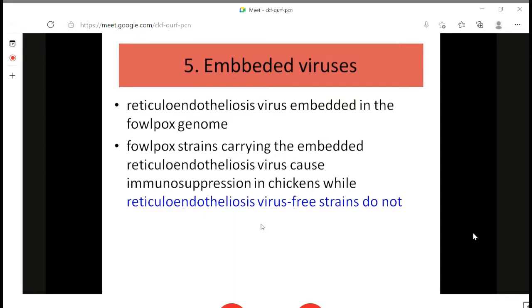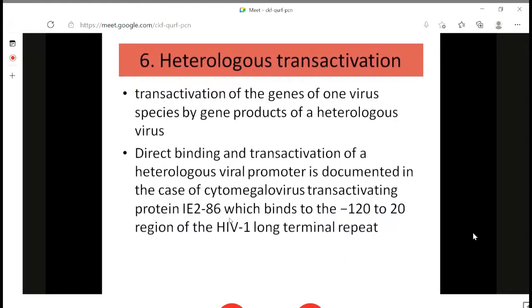Then there is another one, called the embedded virus. The embedded virus is not very common, it's uncommon, but it has been seen in the fowlpox genome. The entire genome of the reticuloendotheliosis virus may remain integrated with the fowlpox genomic structures. And when this fowlpox carrying the reticuloendotheliosis virus genome affects poultry, it may cause a severe immunosuppressive disease in poultry, and high mortality may occur. This kind of example is called the embedded virus. Of course, the examples are very limited.